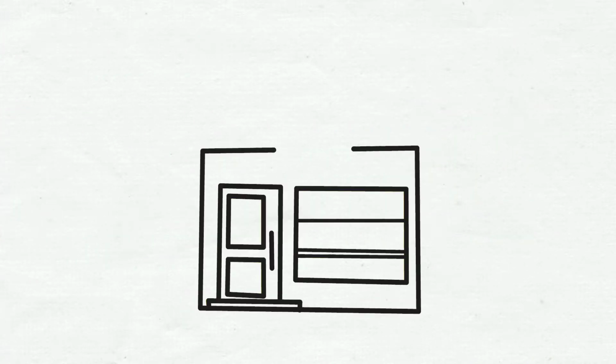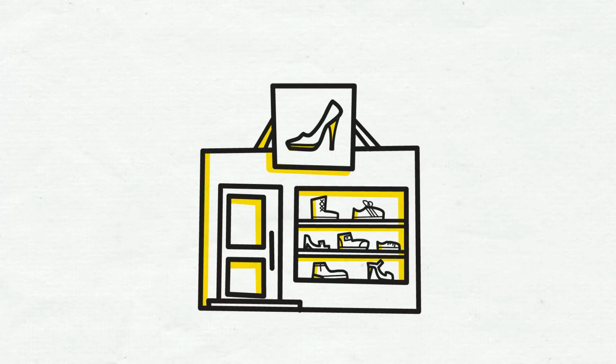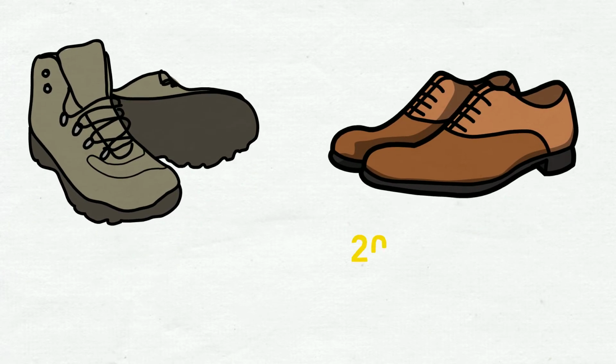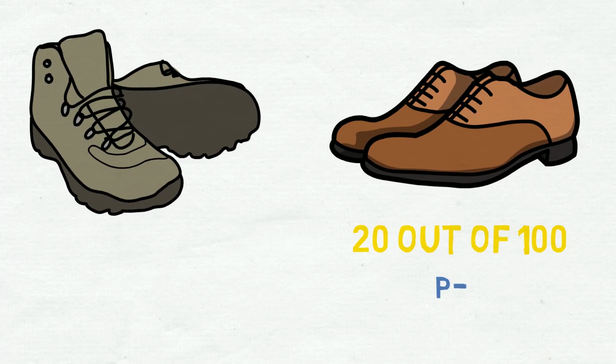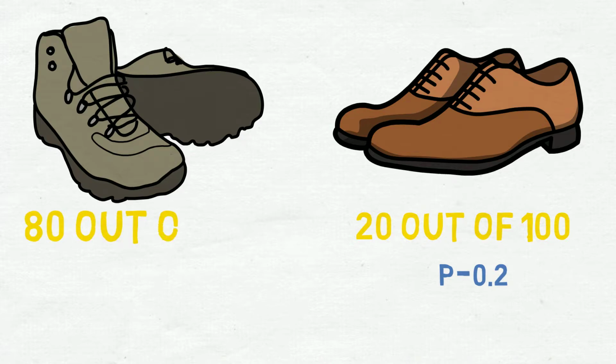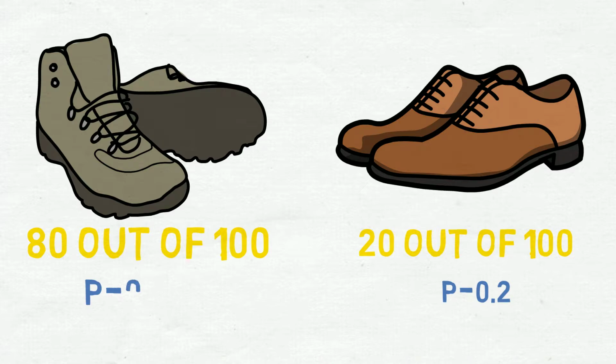One day, Swetha goes to a shoe shop and she finds that there are two sections, the casual shoes and the formal shoes. And she gets to know that 20 out of 100 people choose the formal shoes. So the p-value will be 0.2, whereas 80 out of 100 people choose the casual shoes. In that case, the p-value will be 0.8.